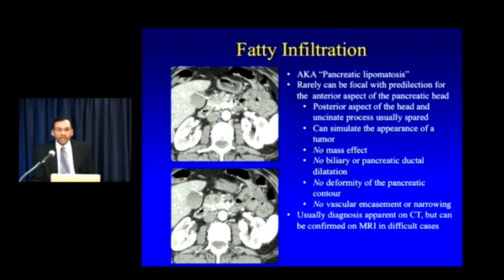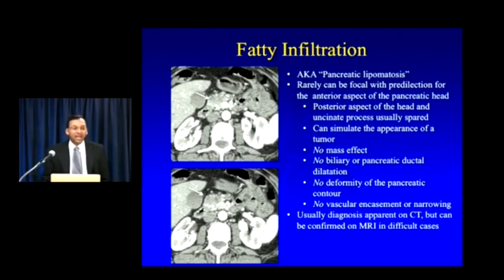Now, in most cases, fatty infiltration of the pancreas will be diffuse, but it can rarely be focal, and it tends to have a predilection for the anterior aspect of the pancreatic head. And I've seen cases where, even someone like me who sees a lot of this on a day-to-day basis, I've been uncertain as to whether or not I was dealing with a primary pancreatic mass. But there are some features that should make you think that you're dealing with fatty infiltration. First of all, it tends to have very geographic margins.